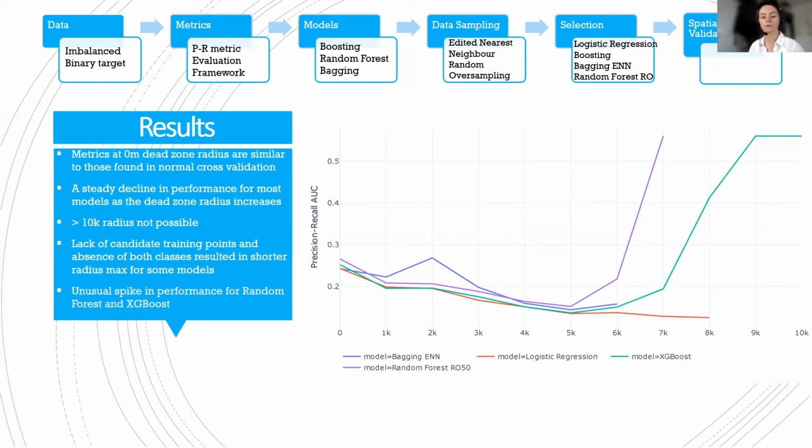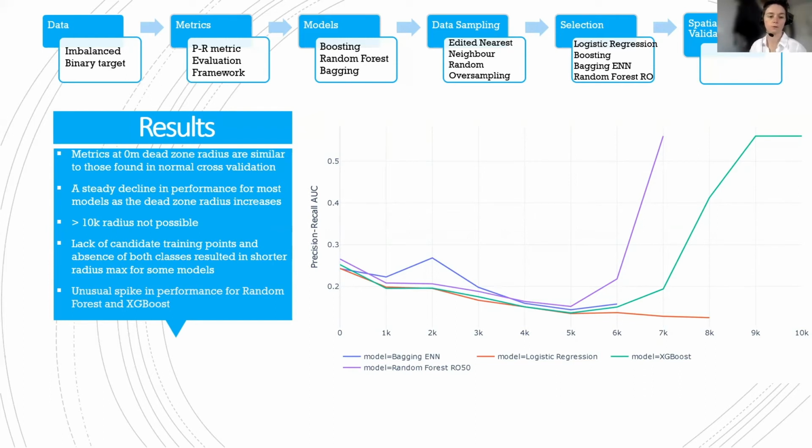And we also see that models that need both classes to operate had no high radon measurements in the training data by 6 kilometers and 8 kilometers. So you see that with the bagging model, and the logistic regression kind of runs out at 6 and 8 kilometers respectively.